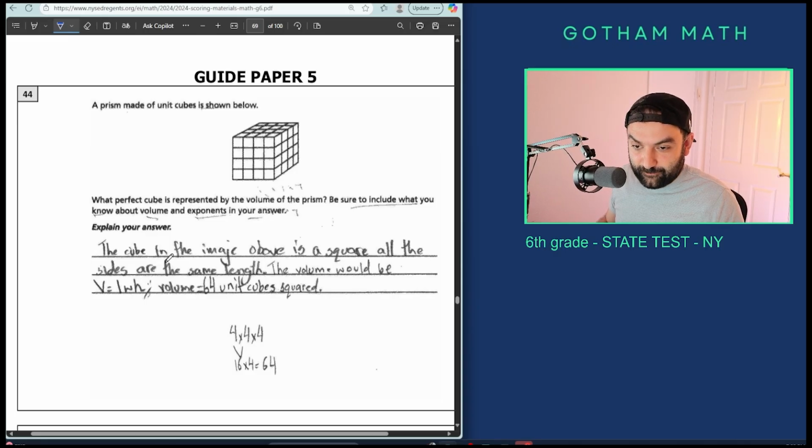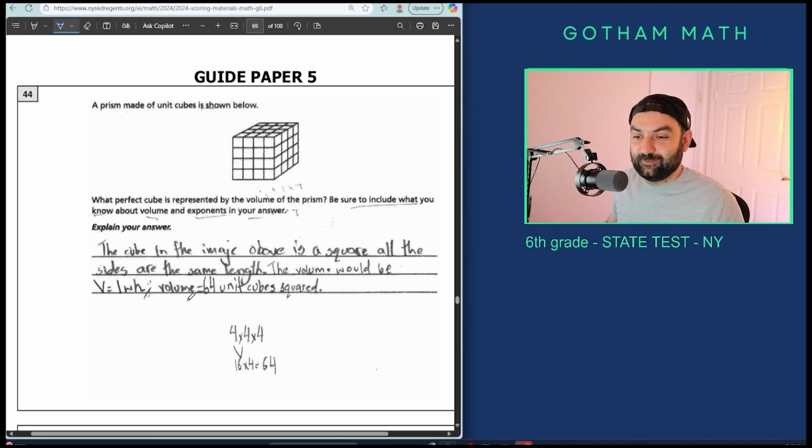The cube. Do you want me to read it? I can read it clear. Okay. The cube in the image above is a square. All the sides are the same length. The volume would be V equals the length times width times height. Volume equals 64 units cubes squared.